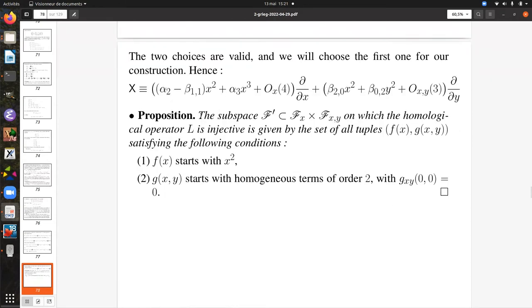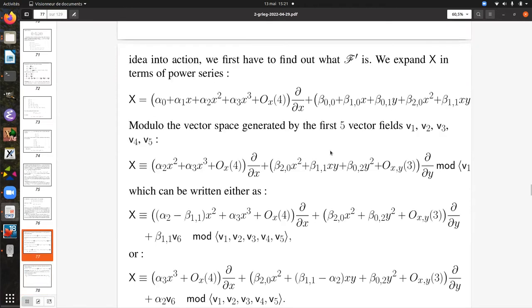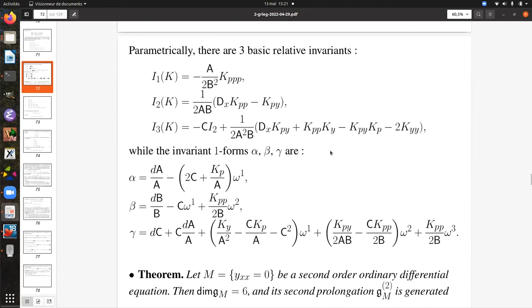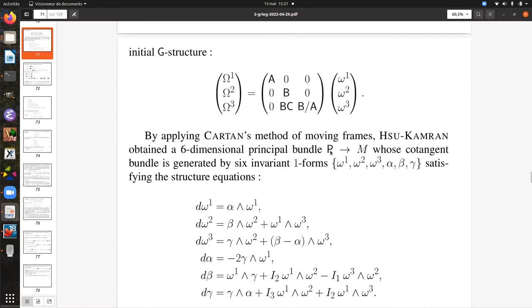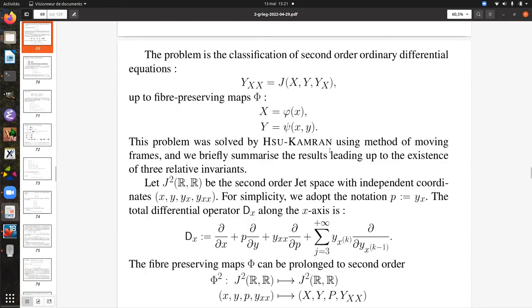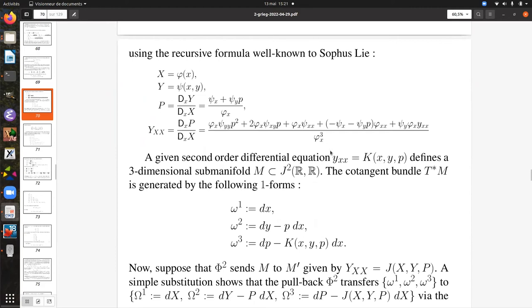And then there is a little proposition which tells you that if f of x is an O of x squared and if g of xy satisfies this, then the restriction of this linear operator to this space is injective. And then you find the complementary space and you get the normal form that I showed just now, or that I re-showed quickly. That's this normal form, rather easy.